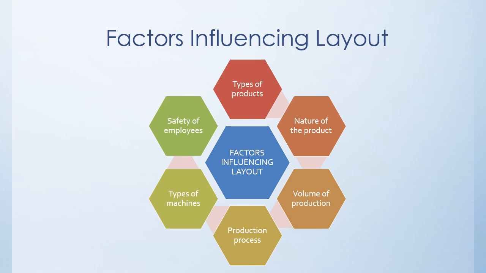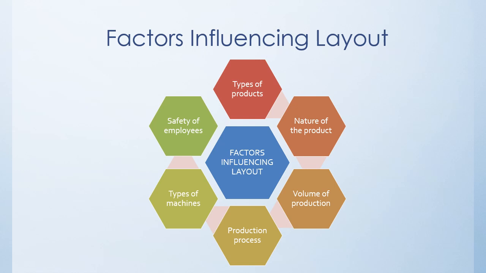The first is type of product. Okay, type of product here means the layout that the company should choose depends on what type of output the company produces, whether it is goods or services. Okay, a company producing goods might choose another layout. The company producing services might decide on another type of layout. So that is called types of product.